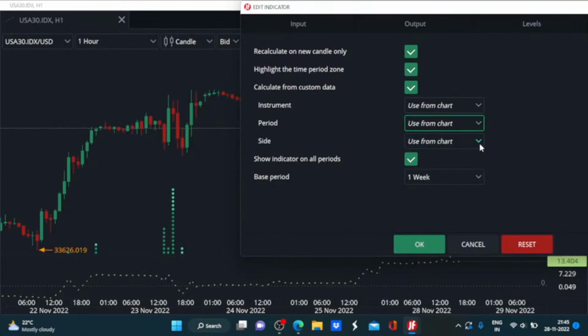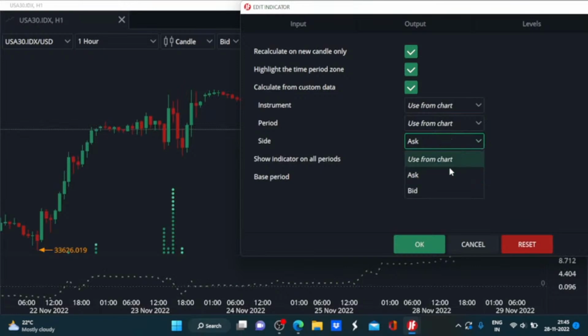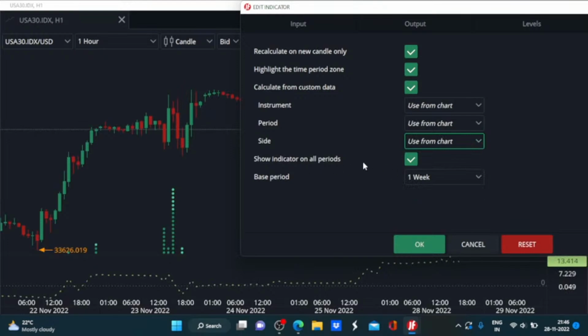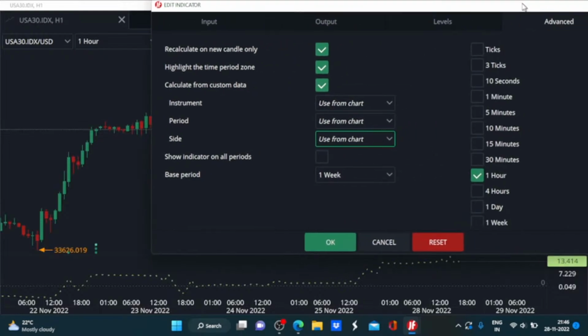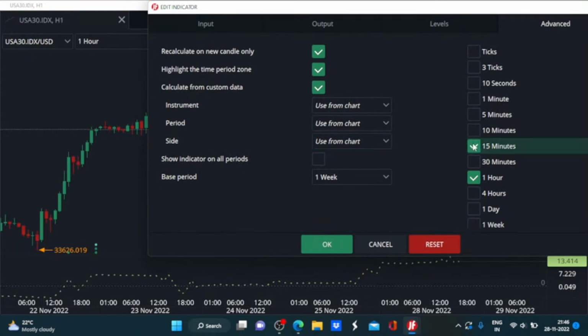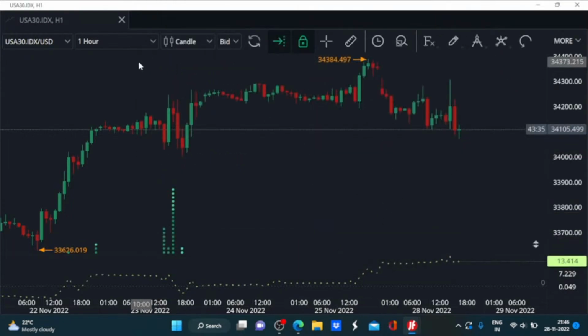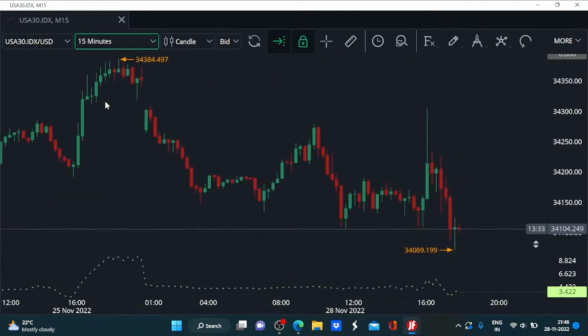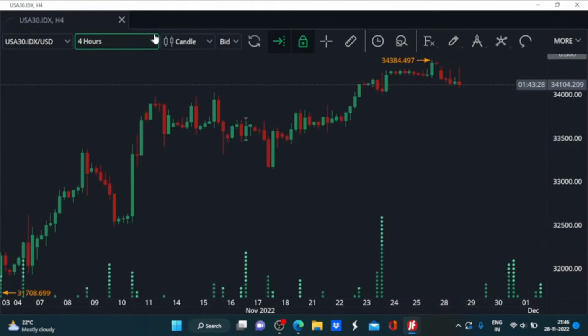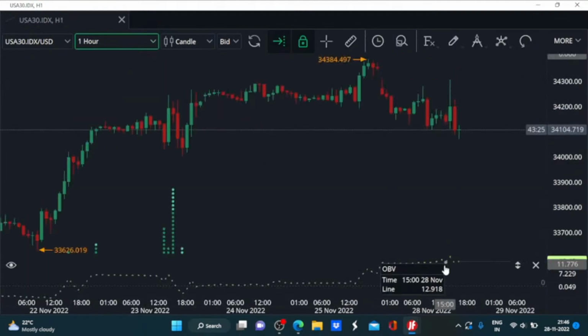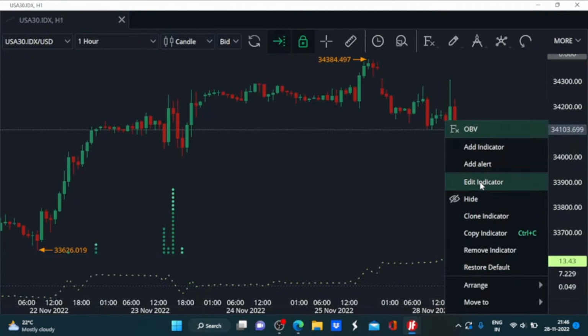Use from the chart side, spread side, you can go for ask or bid, and there will be only slight difference. If you want to use the indicator on all the candle periods, you can use that, else you will have to define on which candle period you want to use this indicator, and only on those candle periods this indicator will appear. Now that I have opted for 15 minutes and hourly, only on 15 minutes and hourly we will have this indicator, and on the rest of the time frames there won't be any plotting of this indicator.